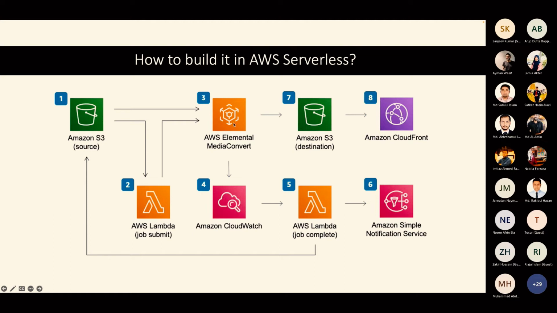As you can see, MediaConvert converts the video and stores the converted video into a destination bucket. From the destination bucket, we will serve our video via Amazon CloudFront. So basically, this will be a straight line process. We upload a video into the S3 bucket, it goes to the convert process, the convert process stores all the videos into a destination bucket, and from that destination bucket it serves the end users via CloudFront. So this is our process.